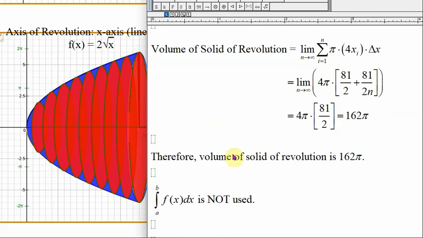And so we just got the volume without using the definite integral. And that's the end of the video.